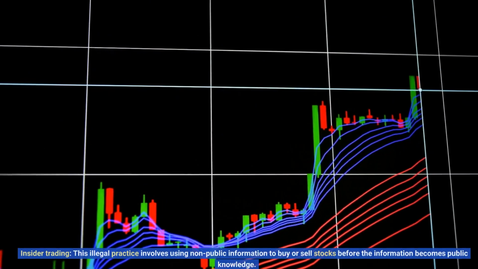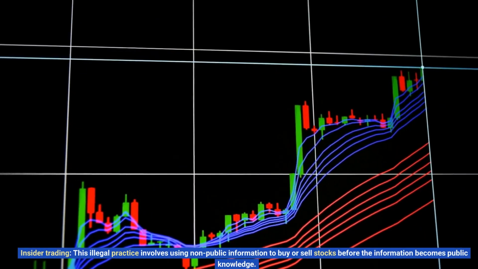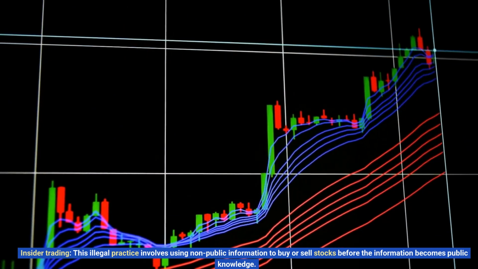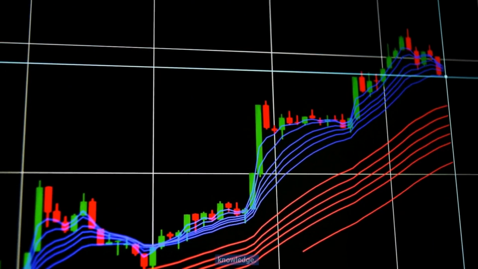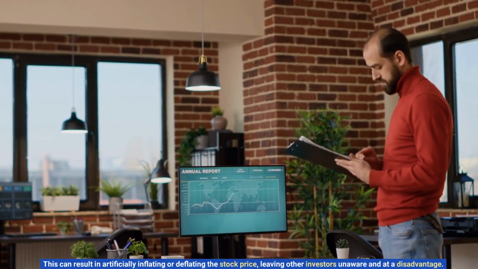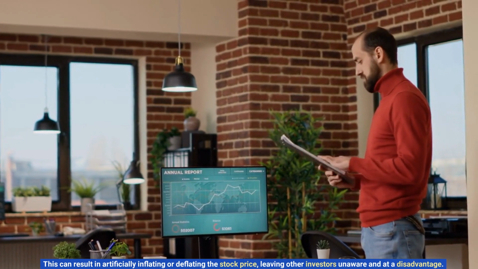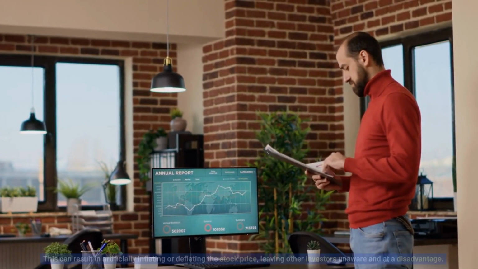3. Insider trading. This illegal practice involves using non-public information to buy or sell stocks before the information becomes public knowledge. This can result in artificially inflating or deflating the stock price, leaving other investors unaware and at a disadvantage.